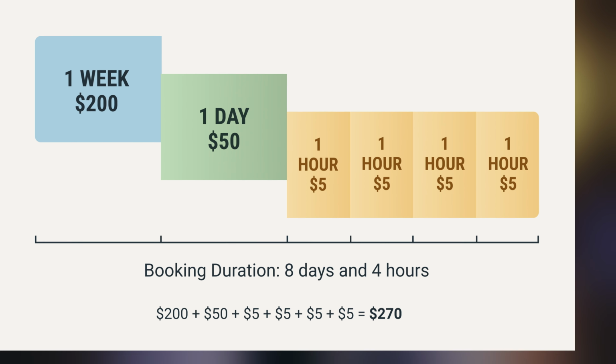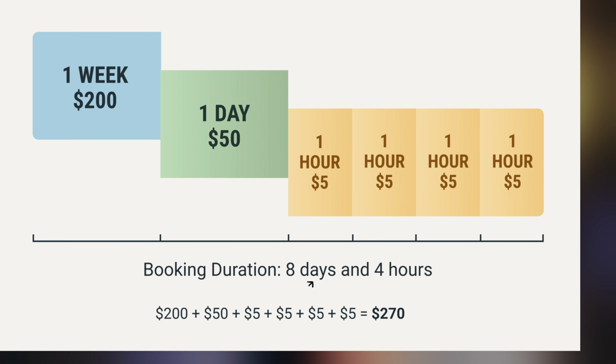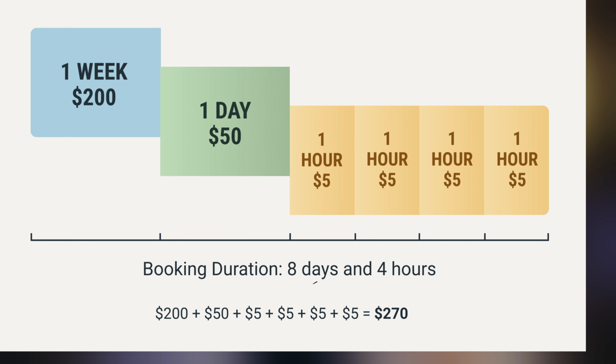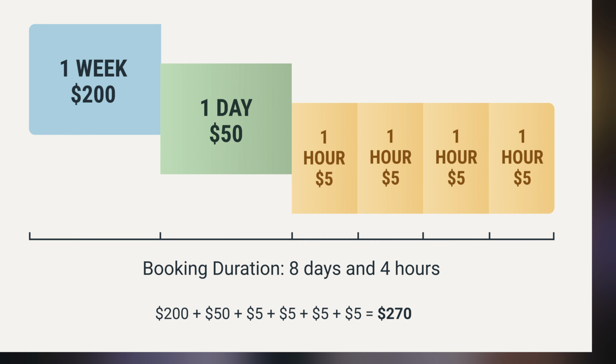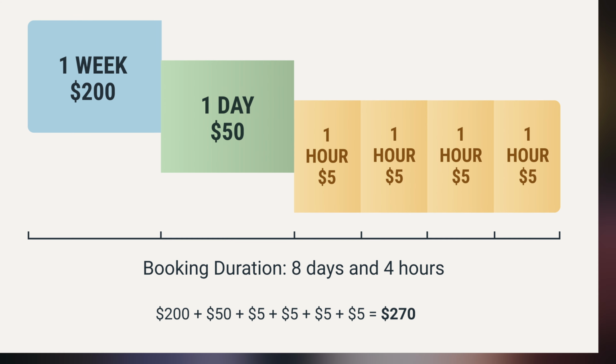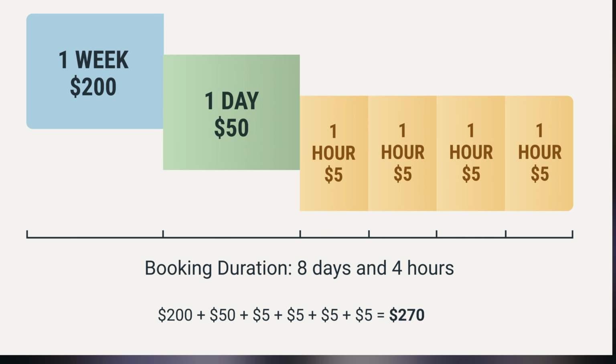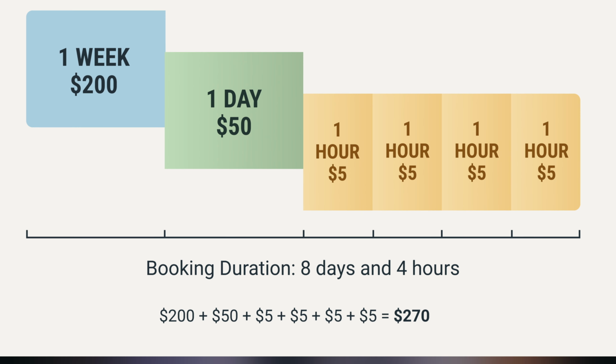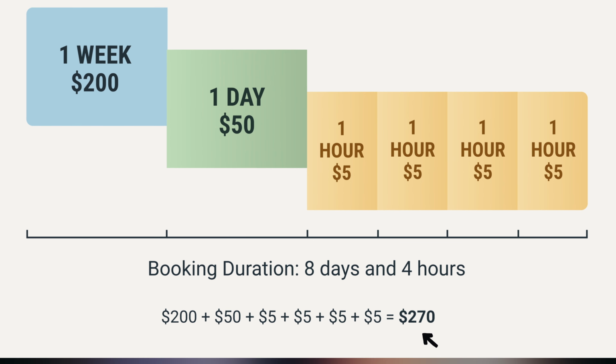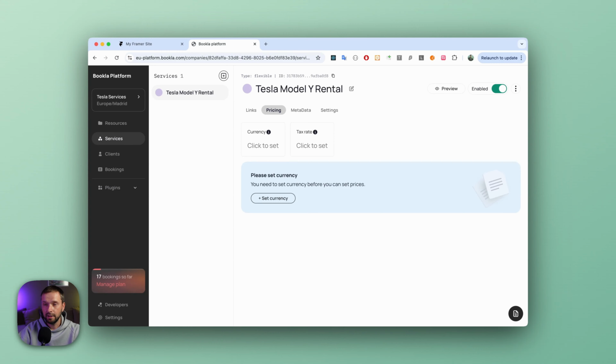And for example, if we have a duration of 8 days and 4 hours, that means that we can apply the 1 week rule, then the 1 day rule, and 4 times the 1 hour rule. And in total, we'll get $270. And now we can start creating our price rule.